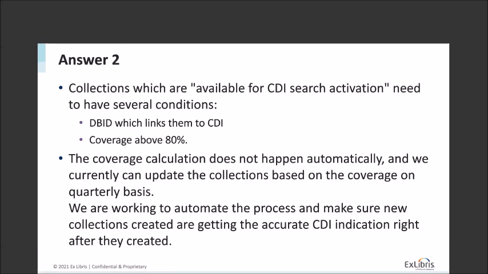And the coverage calculation does not happen automatically, okay? And we currently can update the collection based on the coverage on a quarterly basis. So what we do, we have actually a process that checks the collections on the KB, the titles, and compares them to the CDI index and calculates the coverage. This doesn't happen automatically, and currently we cannot update the collections right after they are created. So for example, in this case, we had 21 collections that the CDI coverage of them was not updated yet.